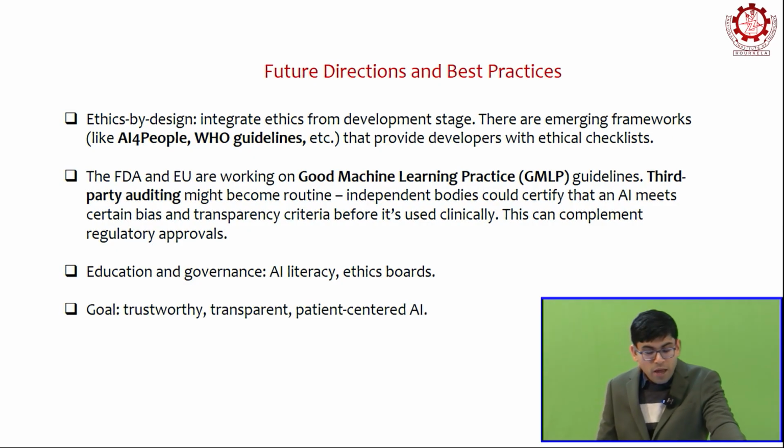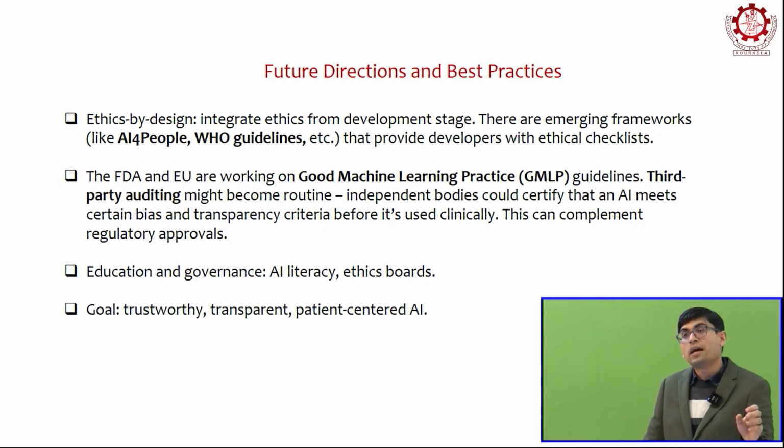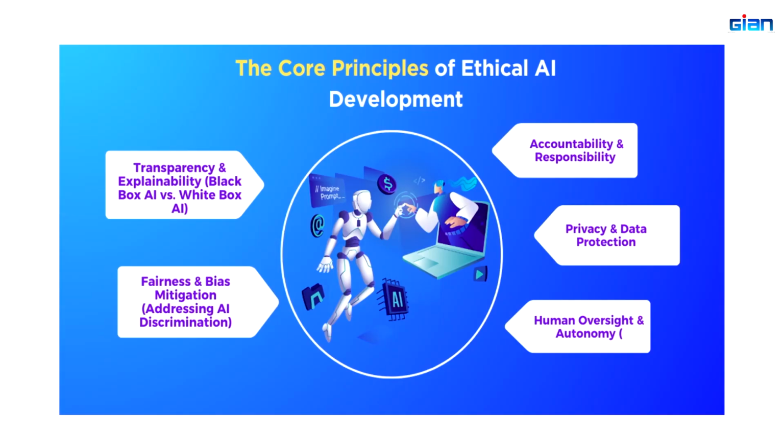So the goal is to have trustworthy, transparent, and patient-centered AI systems. Okay, so to summarize what we saw in the past few slides, these are the different core principles. We should have transparency and explainability, so basically going from a black box approach to a more glass box approach. Fairness and bias mitigation: if there can be discrimination brought about by, let's say, distribution shift across different populations, we need to address that. Accountability and responsibility, very important. Privacy and data protection, probably the most important thing. Sharing of data, make sure that the appropriate guidelines are followed.